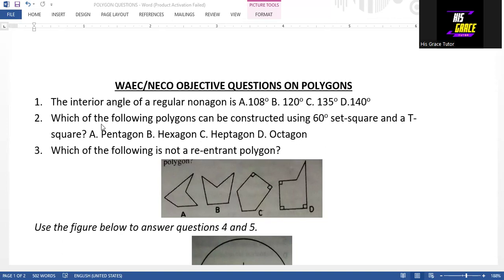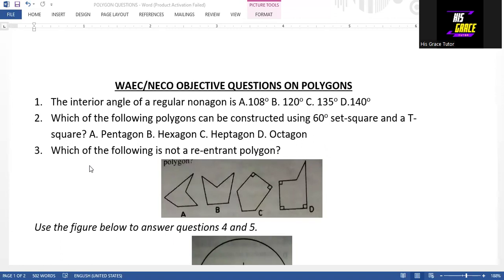Then question 2 says, which of the following polygons can be constructed using a 60 degrees set square and 90 degrees set square? That is option B. Hexagon is the polygon that you can construct using a 60 degrees set square and a 90 degrees set square. So the answer is option B in this case.